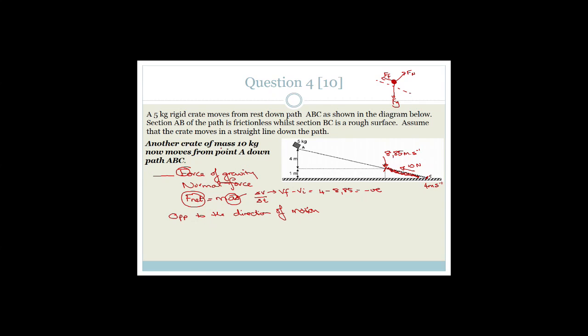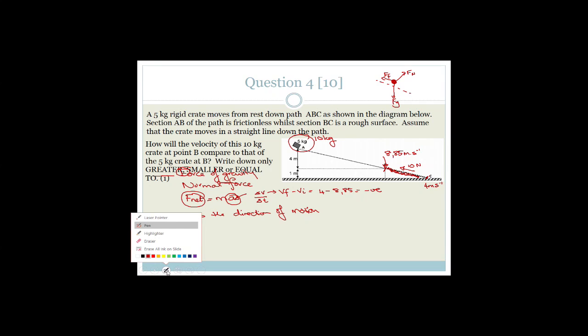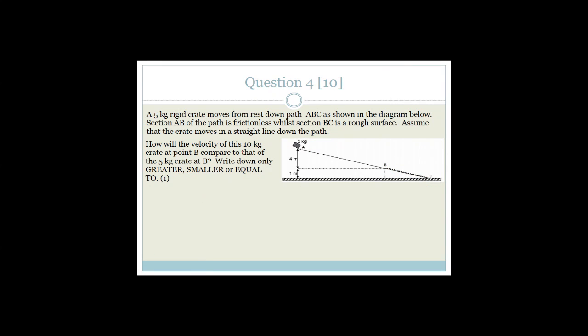Now it says, another crate of mass 10 kilograms now moves from point A along B to point C. Okay, so we've got a new crate and now it's got a mass of 10 kgs. And the question is, let me just erase all this. How will the velocity of this 10 kilogram crate at point B compare to that of a 5 kilogram crate at B? And you only have to write down greater than, smaller than, or equal to. Greater, smaller, or equal to. Okay, and the answer is equal to.